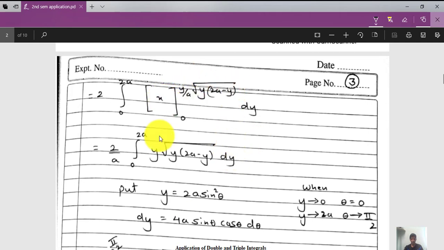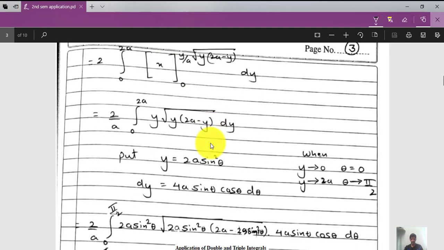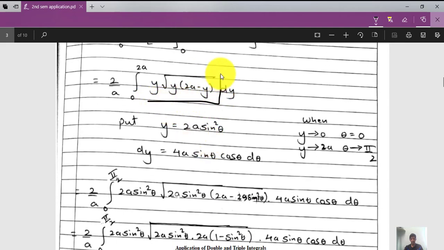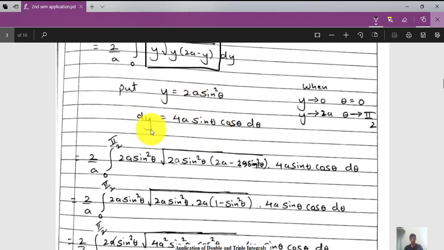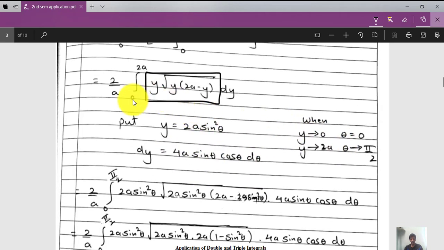Now if I substitute this upper limit, it turns out to be y. This a I am taking outside, and the square root of y(2a minus y) dy. If I substitute 0, it vanishes, so I do not write it. Now to make this much simpler, I substitute y is equal to 2a sine square theta. Differentiating with respect to theta, dy is equal to 4a sine theta cos theta d theta, and I also need to change the limits.